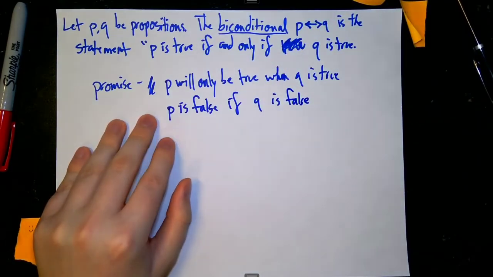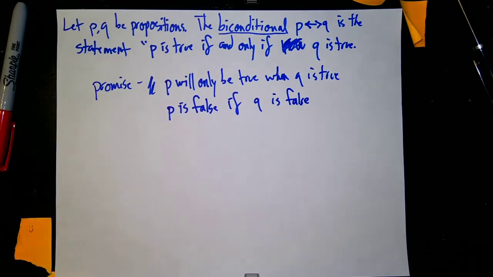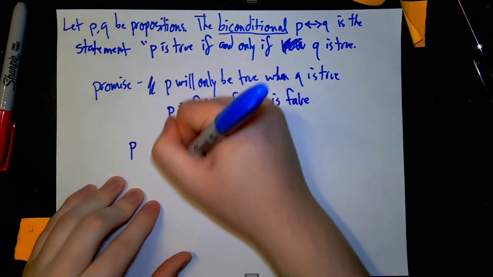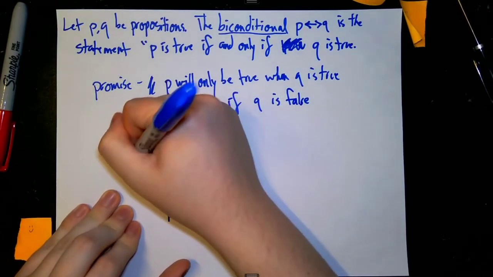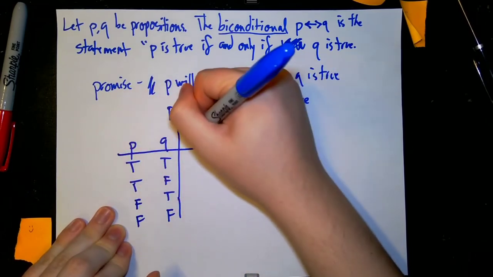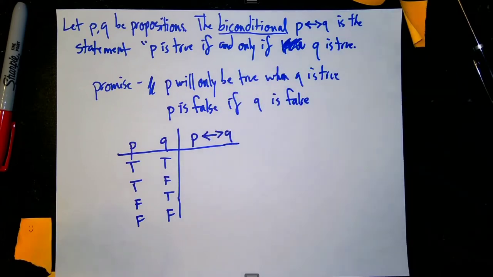We're saying that P will only be true when Q is true, and that P is false if Q is false. So if you look at the truth table here, true, false, true, false, and we're looking at P if and only if Q. Again, we're making the promise that the only time P will be true is when Q is true.